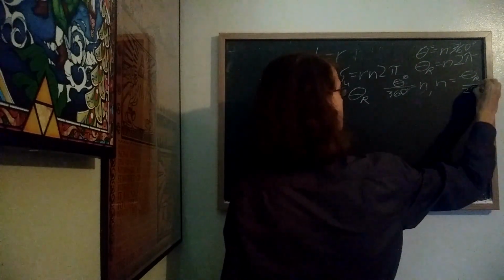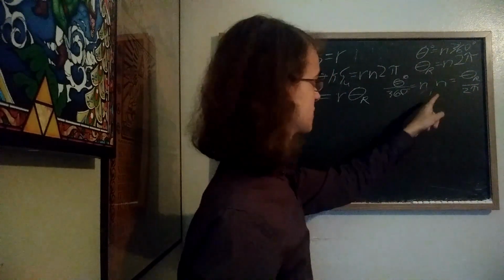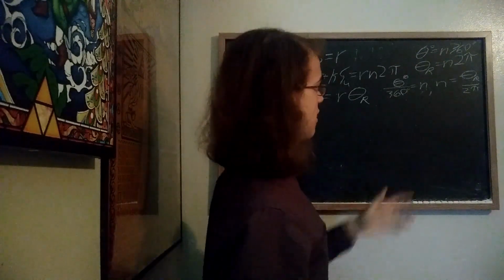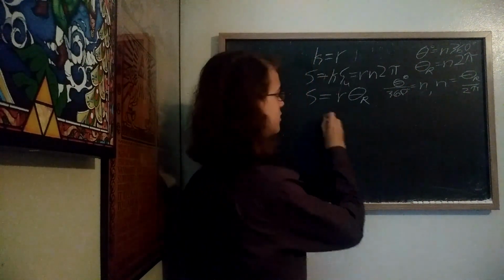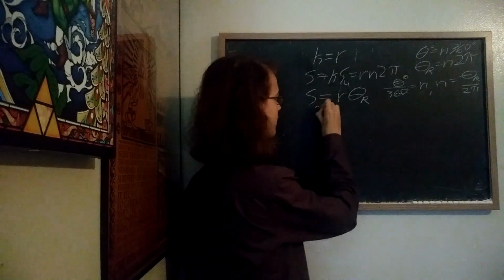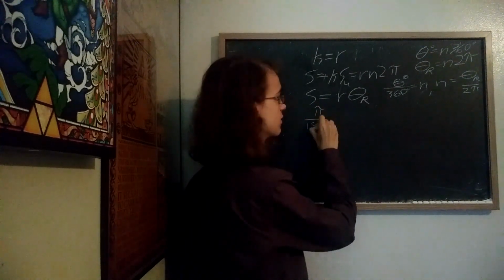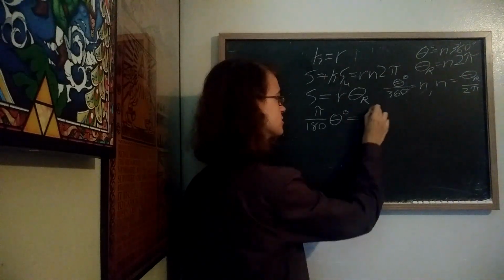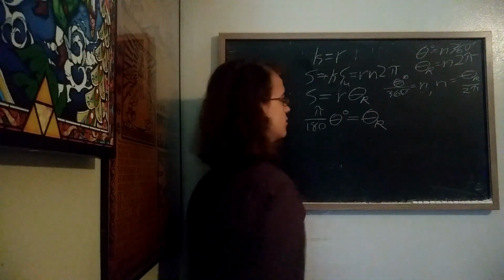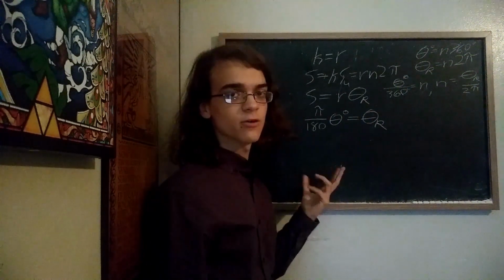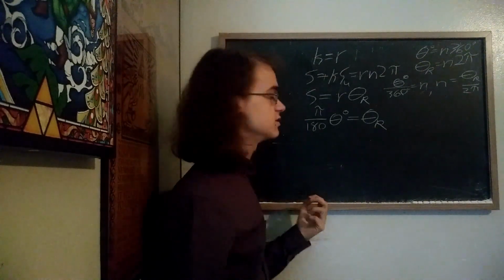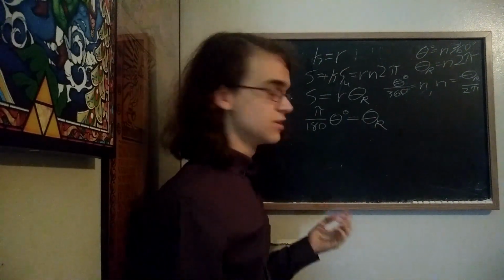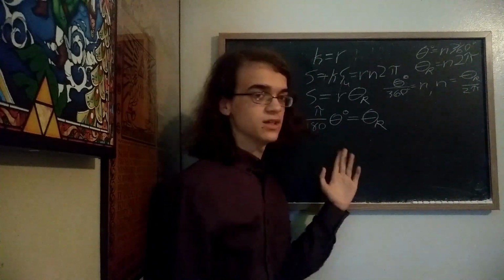Then we can set these two expressions equal to each other and multiply by 2 pi, and we get that pi over 180 times our angle in terms of degrees is going to give us our angle in terms of radians. The pi over 180 is, in a sense, the conversion factor to get from degrees into radians.